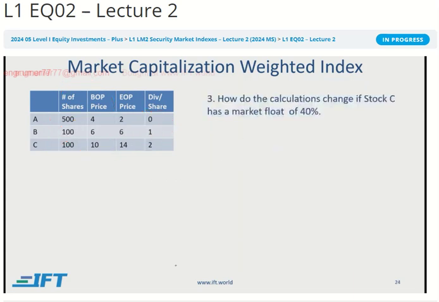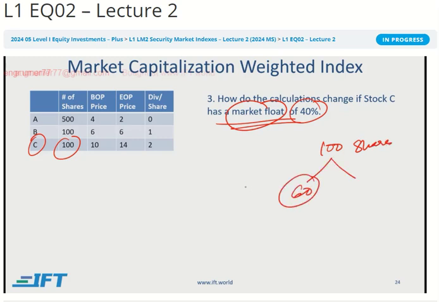Then what if it has a market float of 40%? Now see, you have to first understand the concept here, that what is a market float and why do we need to at times take that into account. Now see, sometimes what happens is that there are stocks which are closely held, right? So there might be a stock which is having, let's say, 100 shares, take the example of stock C, but 60 of those shares are closely held, right? Either because it's a government organization and the government is closely holding those shares, or it's a private business and the private family is holding those shares. So they're not available for investment.